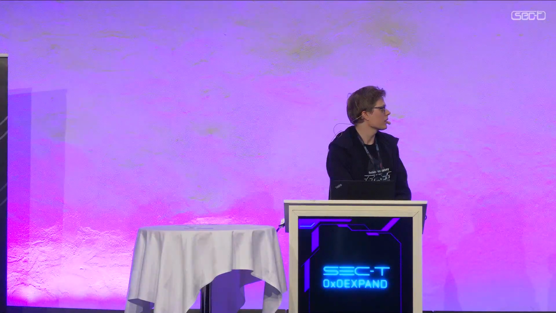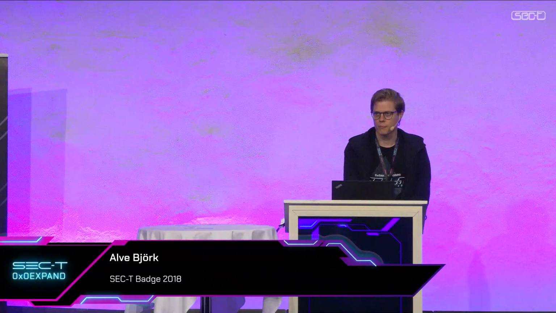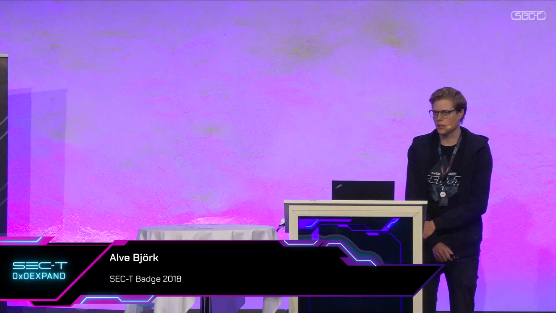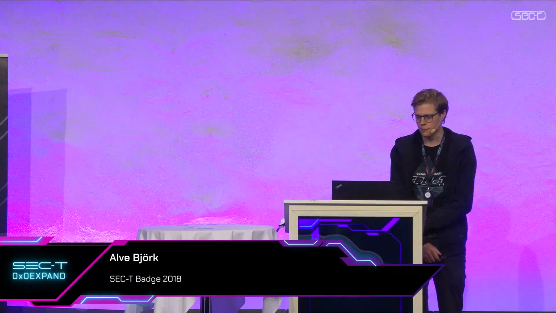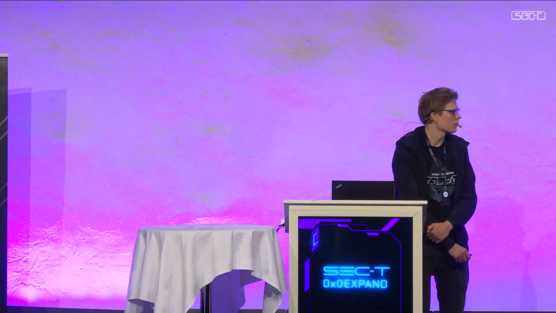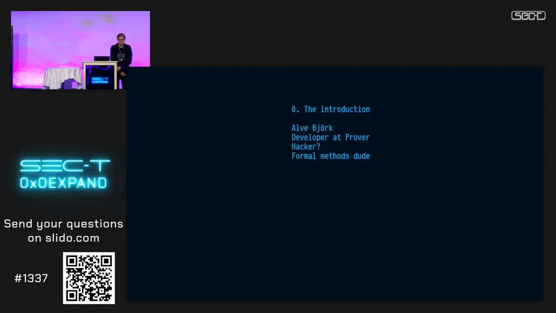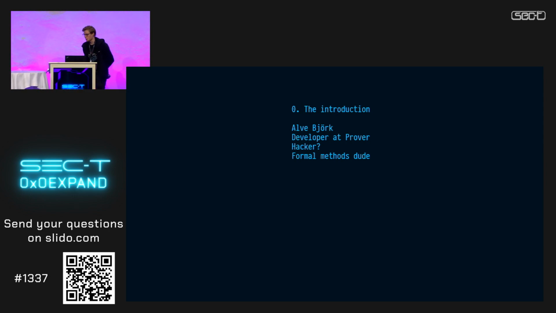So I'll begin by tearing off this obligatory plaster. My name is Alve Björk. I work for a company called Prover. We do design automation and formal verification of signaling systems for railway and metro, which means that technically I'm in the field of computer safety and not computer security. But as it happens in Swedish, these two terms coincide, so I still think it's okay for me to be here.